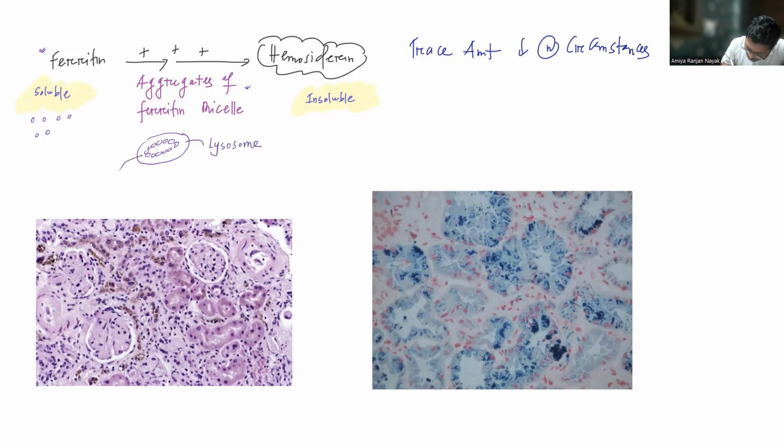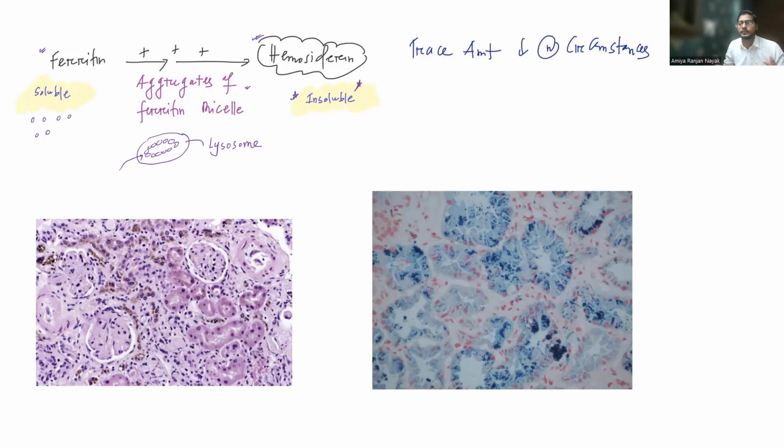And these are the ferritin molecules which are aggregating inside the lysosomes. And inside the lysosome, they will be partially digested. So this partially digested aggregated form of ferritin is known as hemosiderin. And this hemosiderin is insoluble. It is difficult to take the iron out of this hemosiderin.